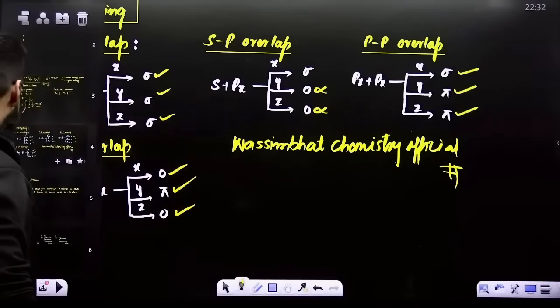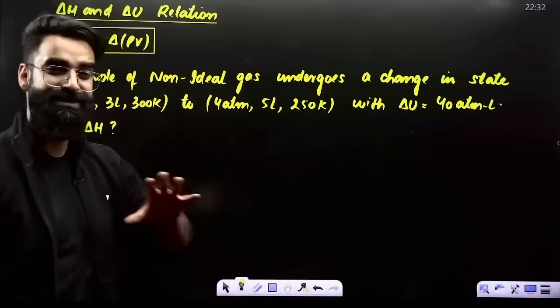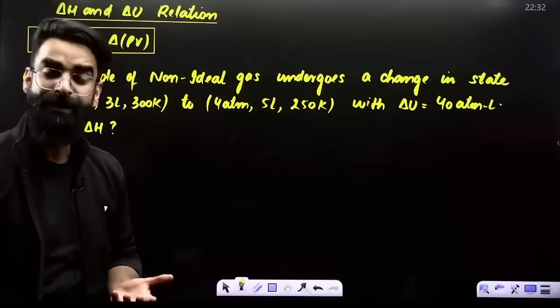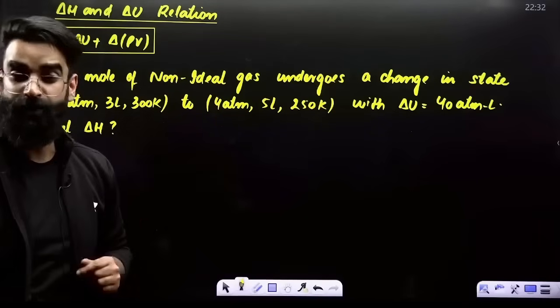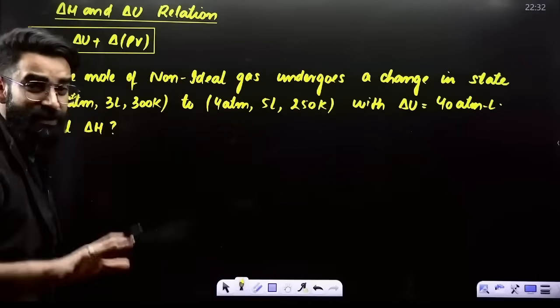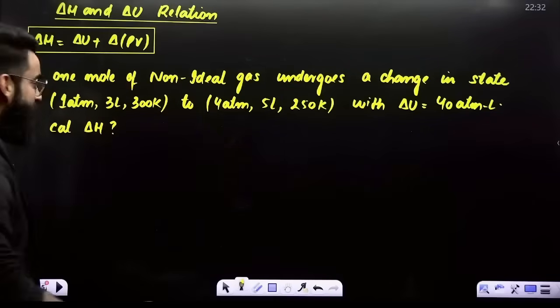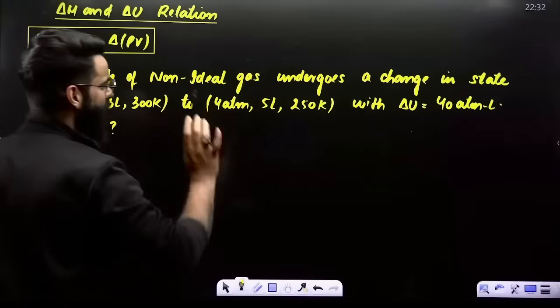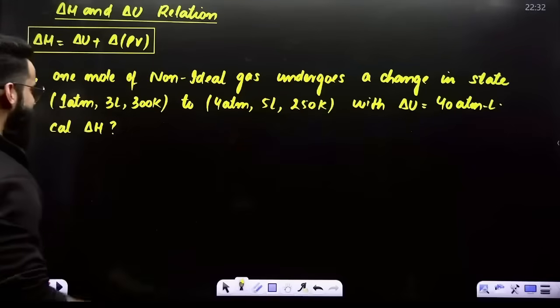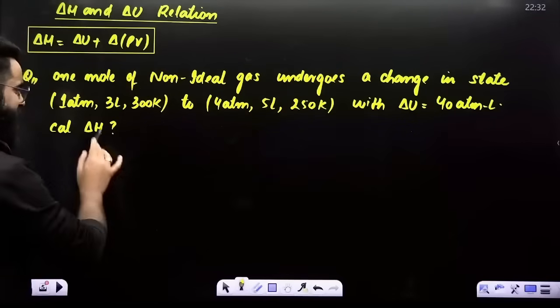Moving on to the next topic, my dear students. A frequently asked question in your JEE Mains, but the level of the question is exactly the same as your NEET. So you can expect this sort of question for sure when it comes to the relationship between delta H and delta U. My dear students, a general result is delta H is equal to delta U plus delta of PV. Now the question says you have got 1 mole of non-ideal gas undergoing a change in state from this to this with delta U equal to 40 atm liter. Calculate delta H.